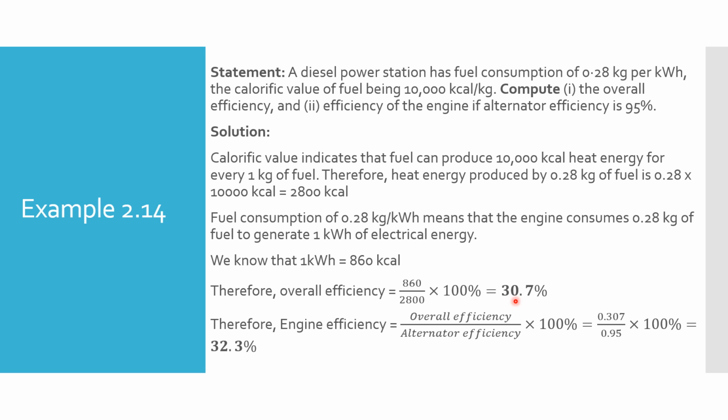And obviously the engine efficiency would be the overall efficiency divided by the generator efficiency. The alternator efficiency is given to you, and the overall efficiency you have already found from the calculations. So you can find the engine efficiency by dividing the overall efficiency by the alternator efficiency, which gives 32.3%. If there is any confusion about why this formula is like this, we can talk about it in the QA sessions.